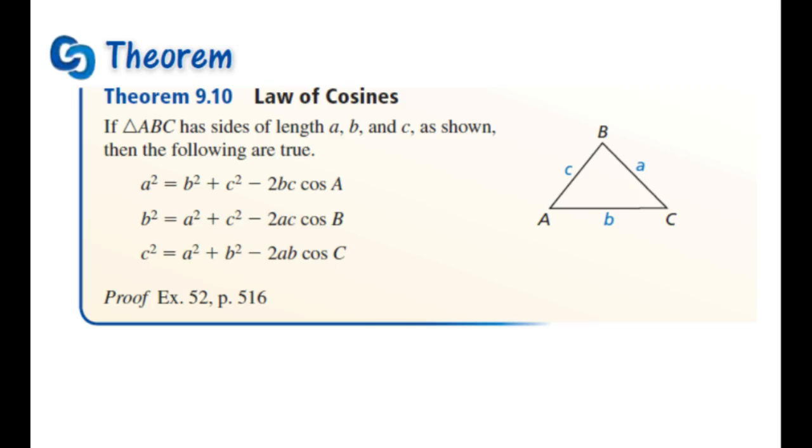So now let's look at the law of cosines. This is our third and final learning target. So here's my law of cosines. This one's a little bit more complicated than the law of sines. So again, I draw my generic triangle and label my angles and my sides.